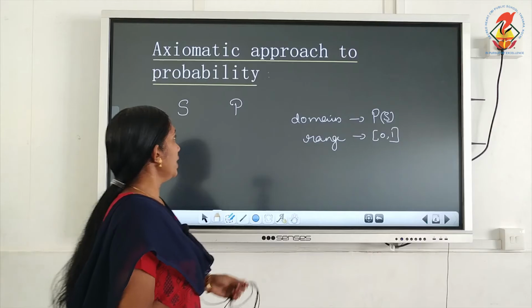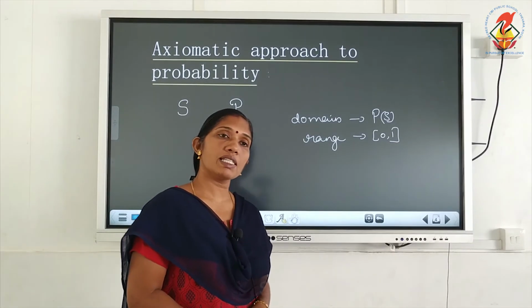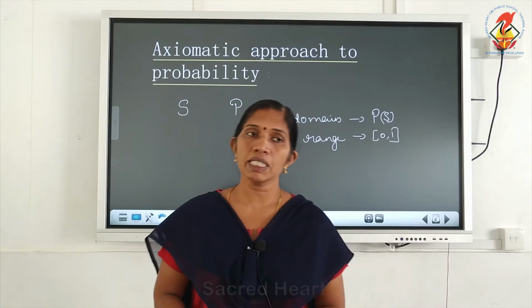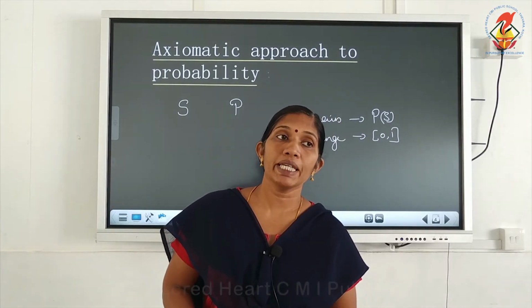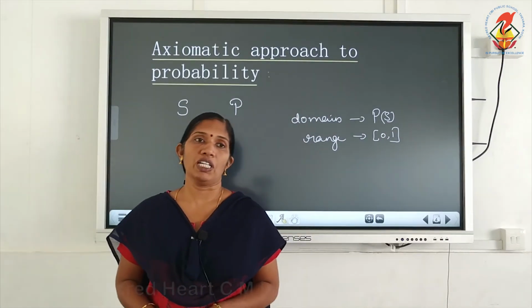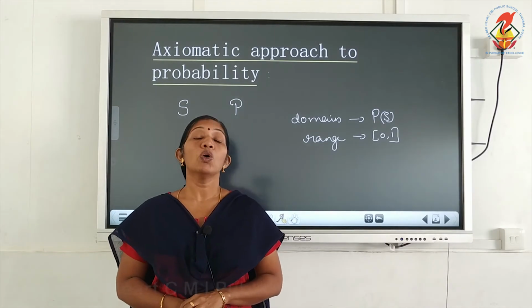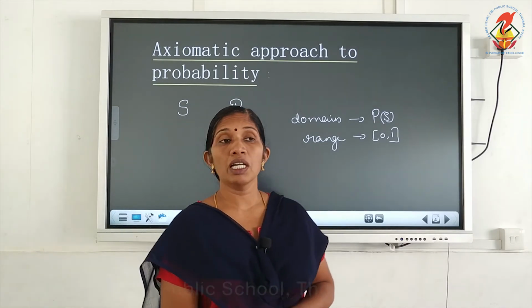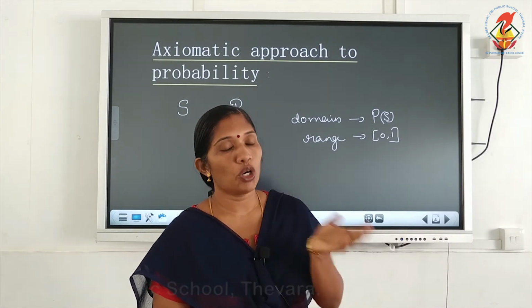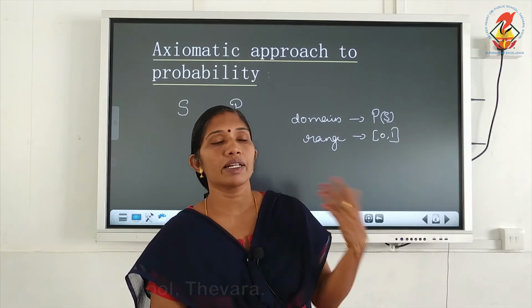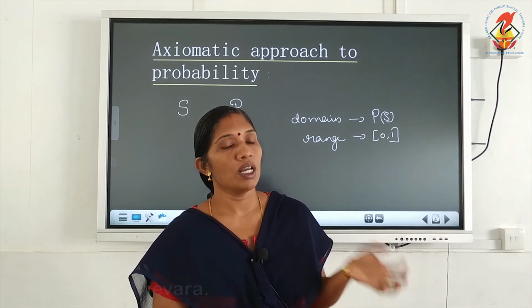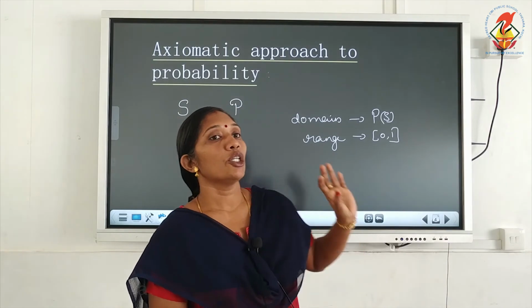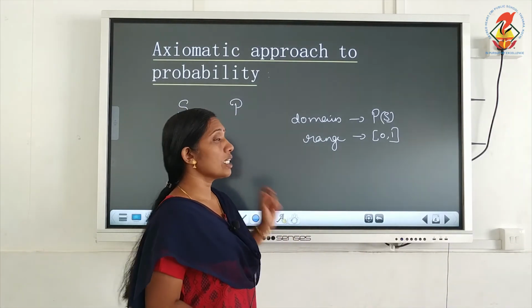Okay. So it is a function. S means it is a sample space of a random experiment. Then the probability P is a real valued function. For a function, domain means set of x values and range means set of y values. So domain means what? Domain is the power set of S.